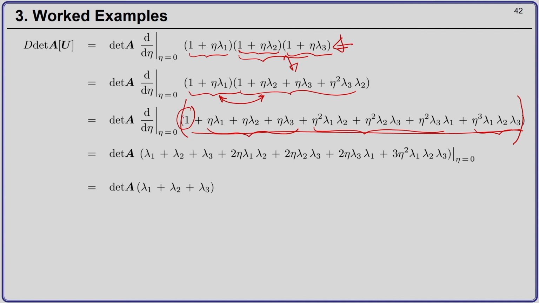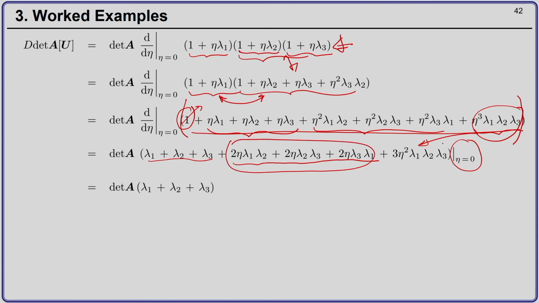The constant term does not have any eta, so it goes away. The linear term, all the etas go away, so you are left with lambda 1 plus lambda 2 plus lambda 3. For the quadratic terms, you are left with 2 eta lambda 1 lambda 2 plus 2 eta lambda 2 lambda 3 plus 2 eta lambda 3 lambda 1, and for the last term you have 3 eta square lambda 1 lambda 2 lambda 3, and this you have to evaluate at eta equal to 0. When you substitute eta equal to 0, this term goes to 0 and this term goes to 0.